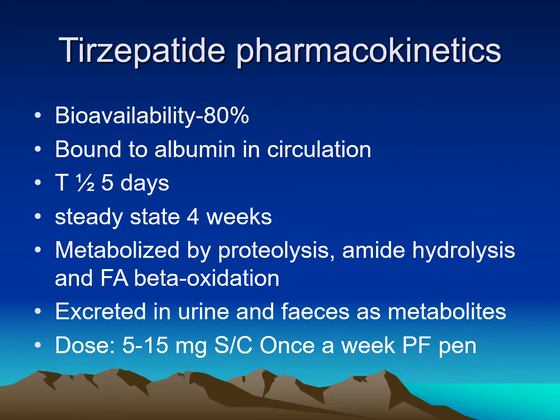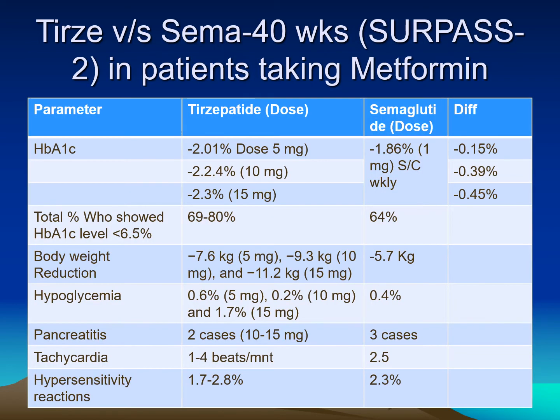The drug is given subcutaneously with a bioavailability of 80%, has a half-life of about 5 days, and a steady state is reached in 4 weeks. The drug is again metabolized by proteolysis, amide hydrolysis, and fatty acid beta oxidation. Now, usual recommended dose is 5 mg to 15 mg subcutaneously once a week and is available as prefilled pen.